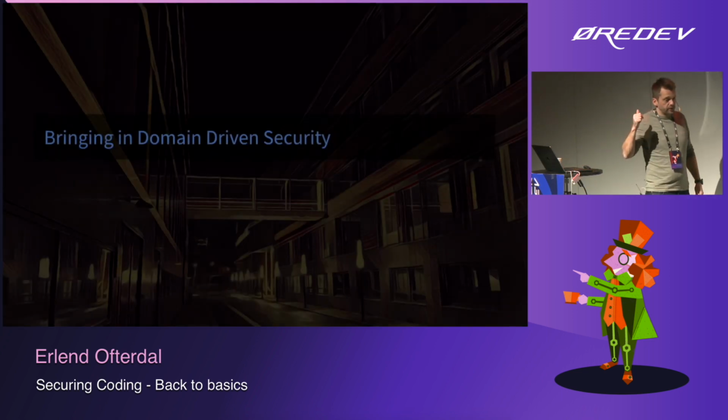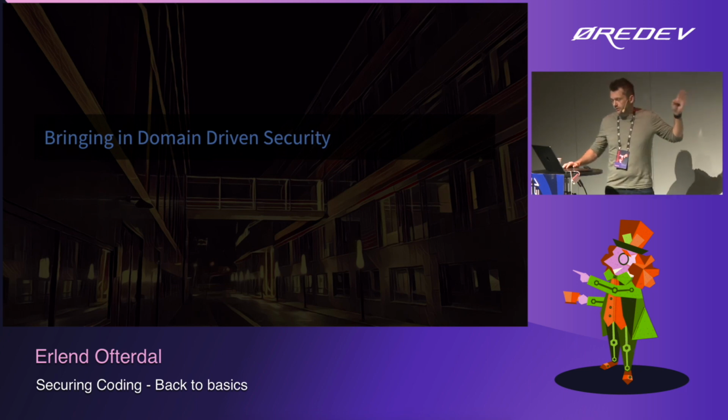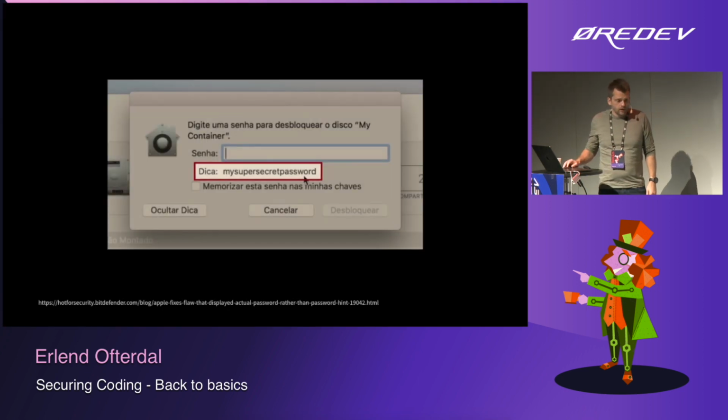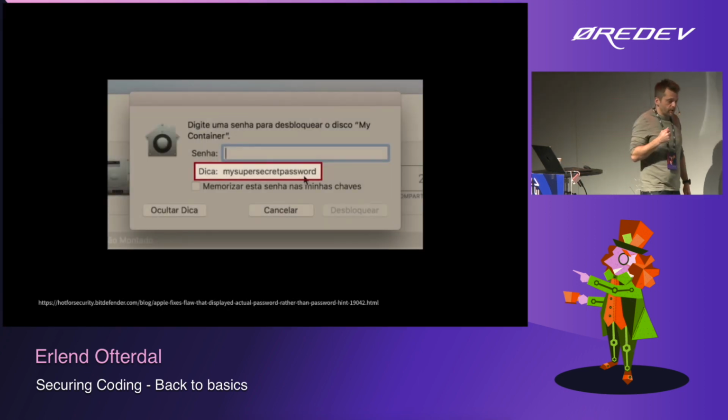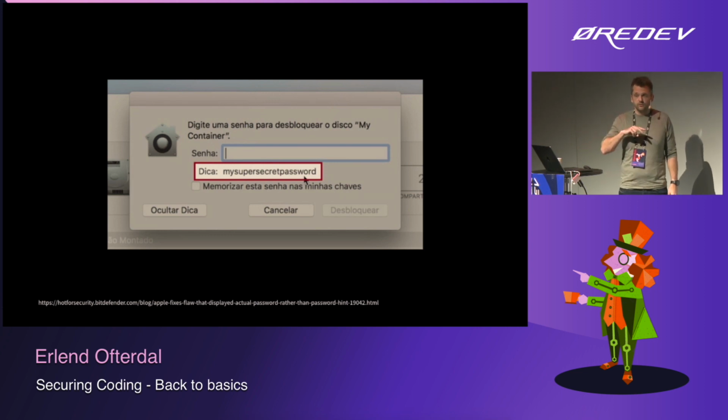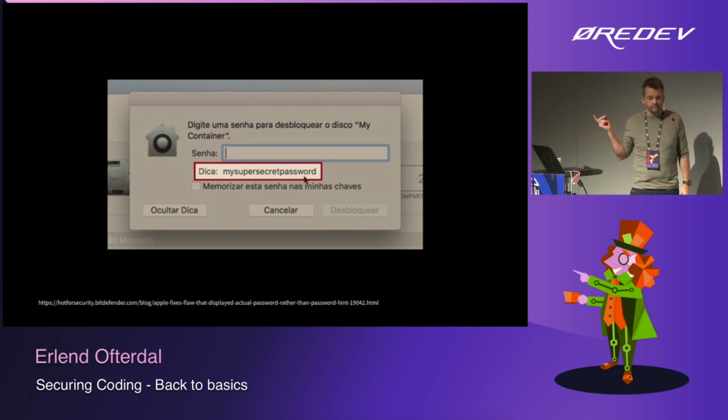But I talked about domain-driven security, and this was just really basic input validation. What we do with domain-driven security is we start to think a bit more about the way we write our code. So this is a bug that was in Mac OS, where they were supposed to show the password hint, but accidentally show the password instead of the password hint.